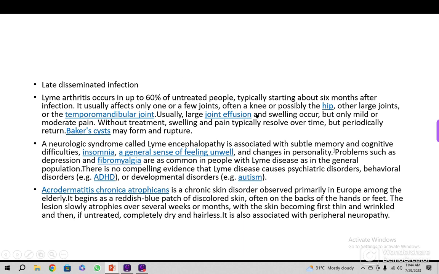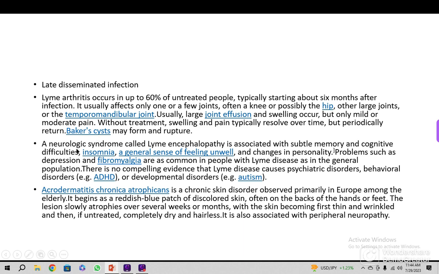Without treatment, swelling and pain typically resolve over time, but periodically return, and a Baker's cyst may form and rupture because of a very severe type of arthritis. Baker's cyst is usually seen in rheumatoid arthritis, so the differential diagnosis of Baker's cyst should also include Lyme arthritis. This is one of the MCQs you can make like this.